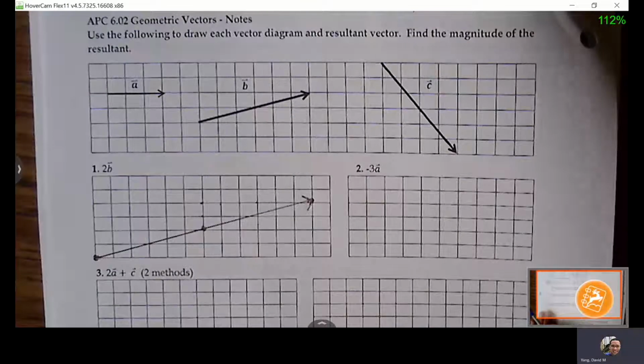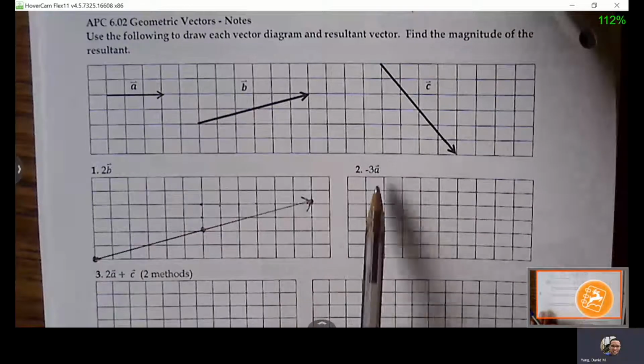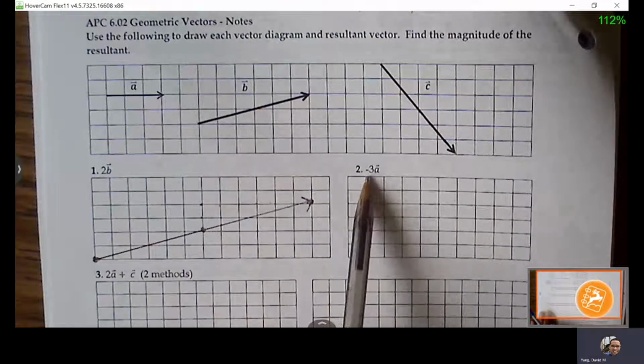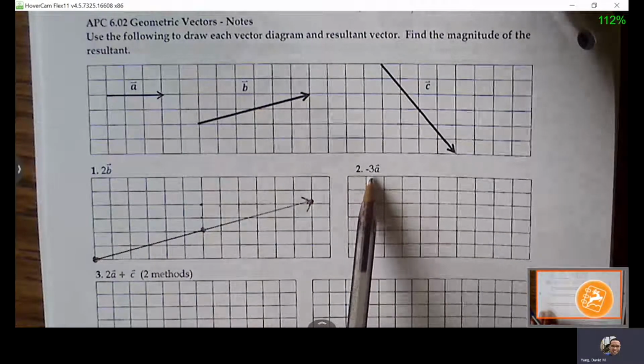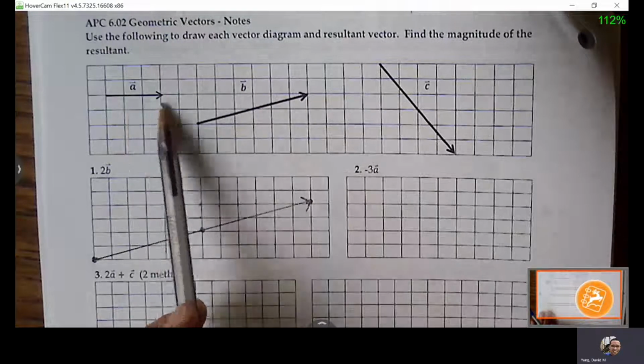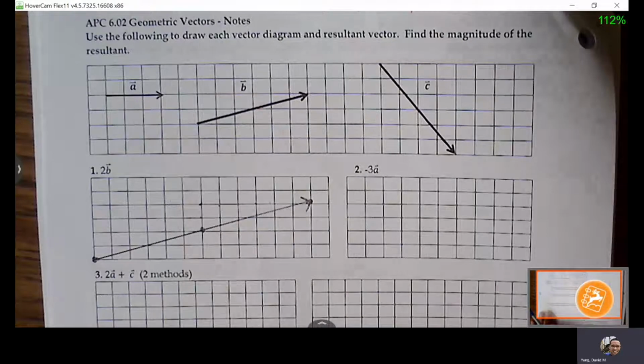Okay, number 2, we want to take vector A and make it -3. Not only are we going to make it 3 times as long, we're going to make it change direction. So instead of going from left to right 3 units, we're going to make it go from right to left, and triple that distance.